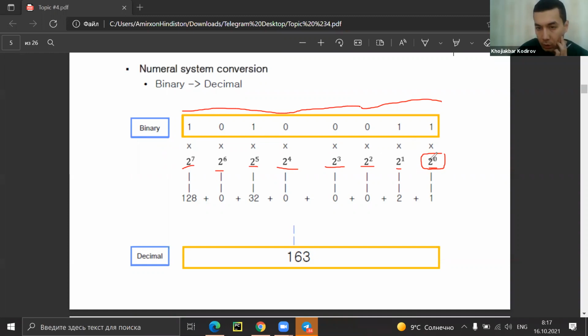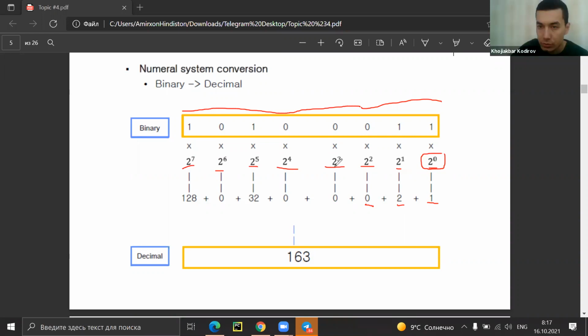What is the answer of 2 to the power of 0? It's 1. 1 multiplied by 1 is 1, so we write that here, and then we're going to add up all these numbers. 2 to the power of 1 is 2, multiplied by 1 is 2, and I write that here. 2 to the power of 2 is 4. 4 multiplied by 0 is 0, so I write 0 here.